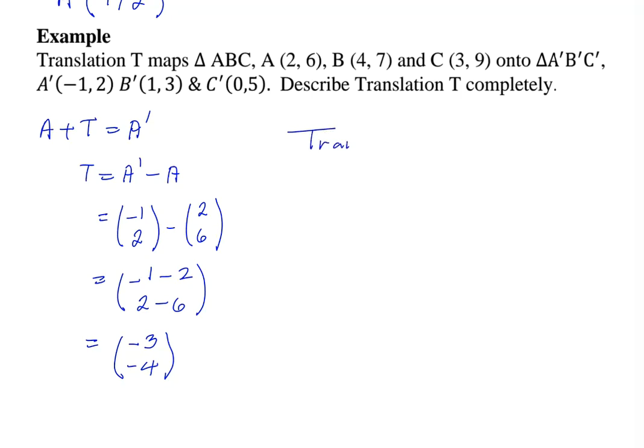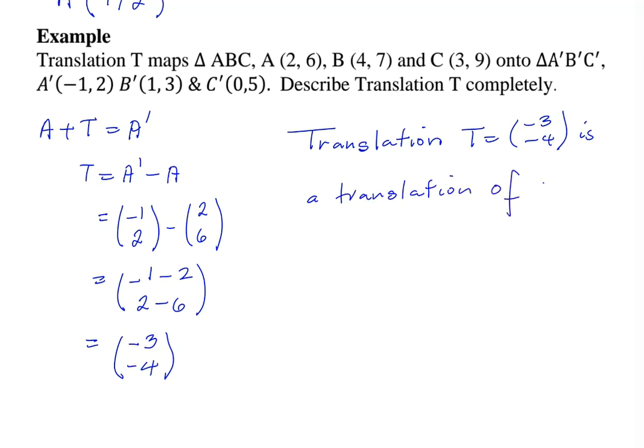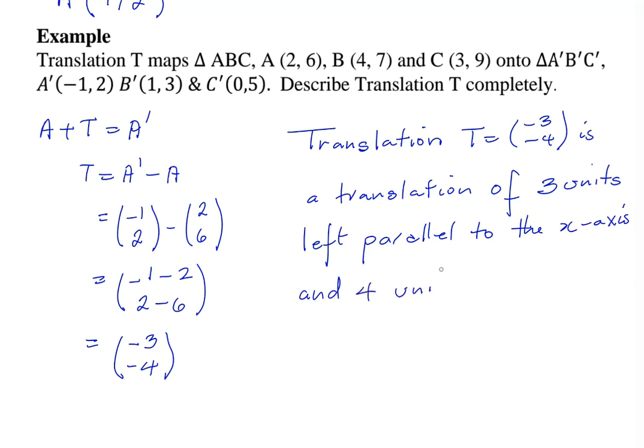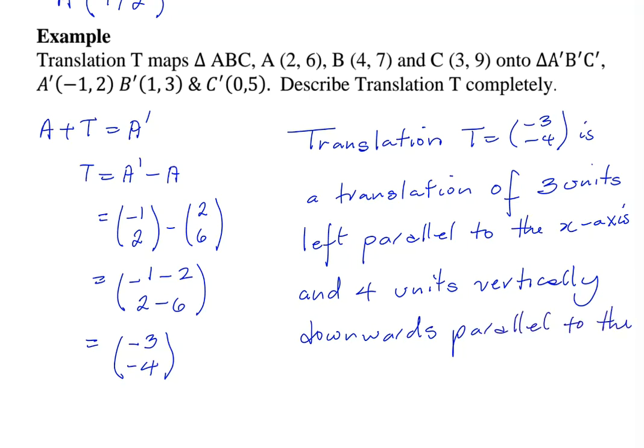So it means that translation T, minus 3, minus 4, is a translation of 3 units left, parallel to the x-axis, and 4 units vertically downwards, parallel to the y-axis.